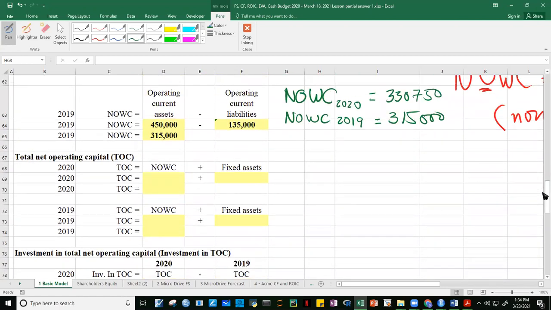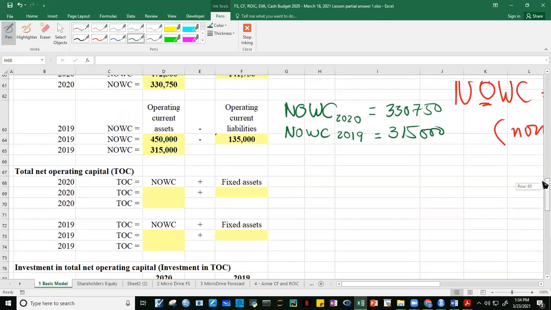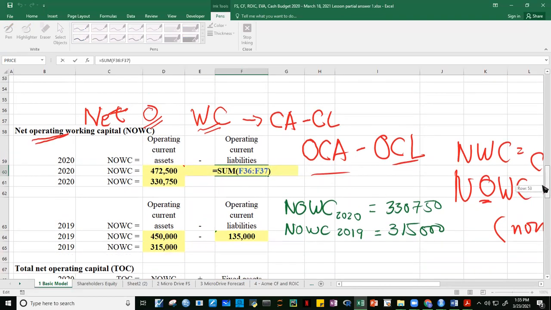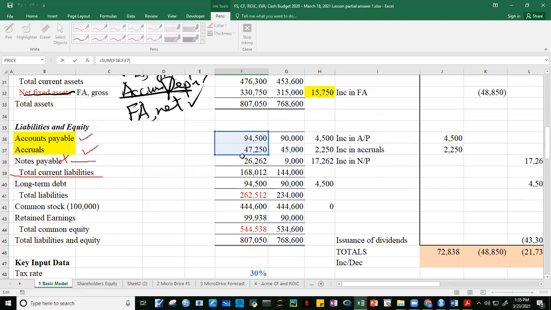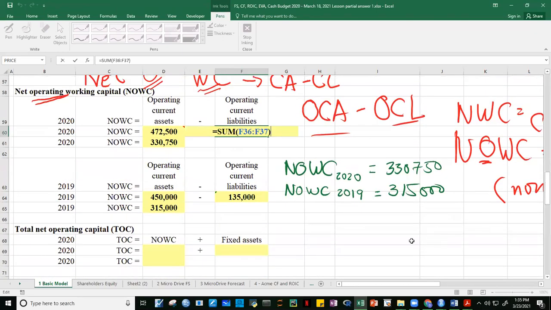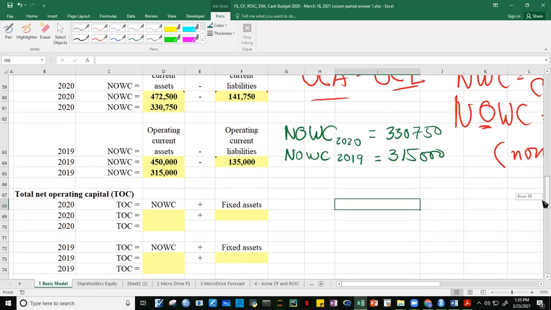What's your formula again for the liabilities? For liabilities, it's just summing up your accounts payable and your accruals. We don't include notes payable because it is not operating. It's interest-bearing. Did that answer your question? Yes, sir. Thank you. Any more questions, guys? Okay, let's proceed.